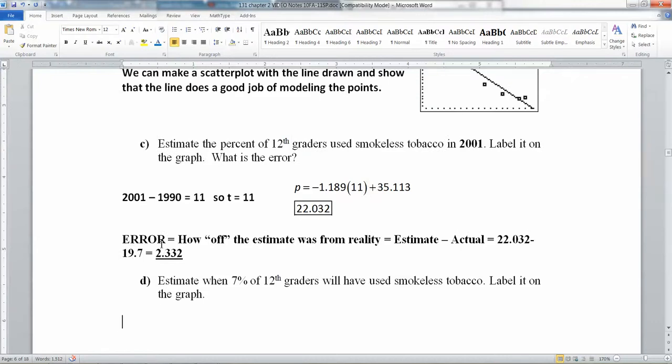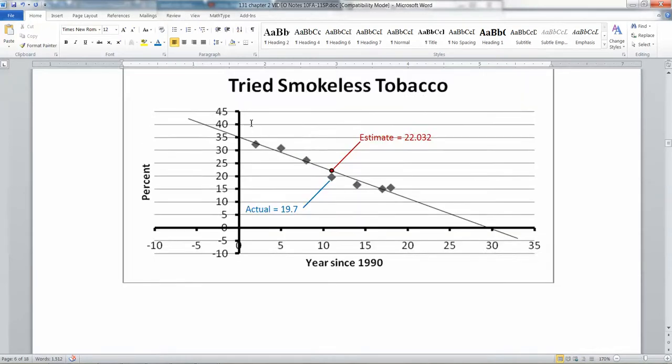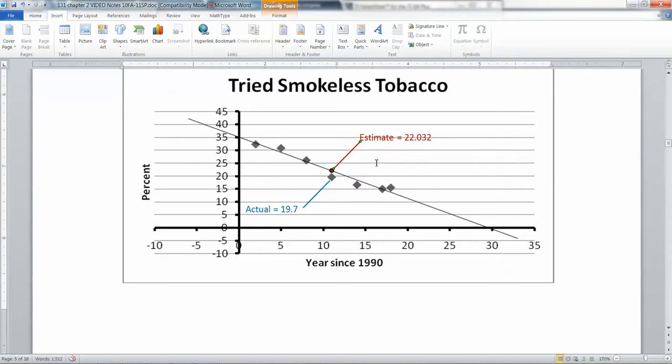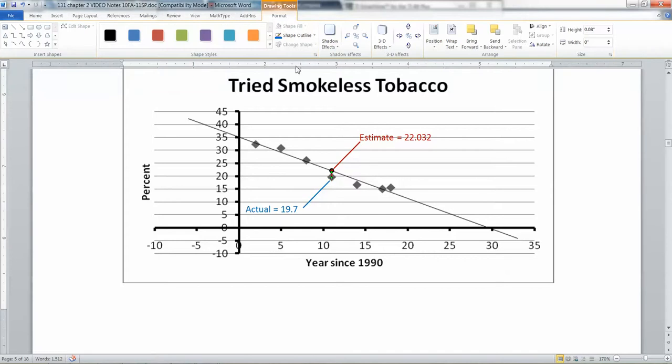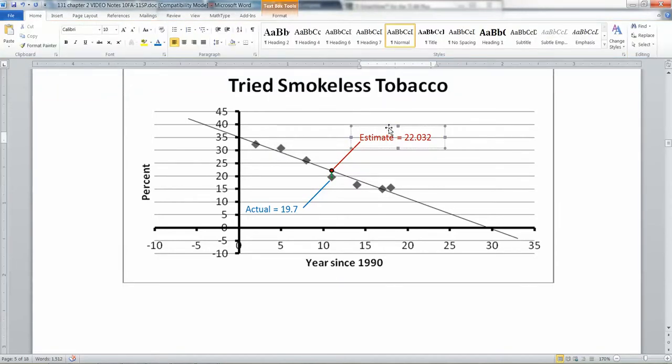Now, here's the next question. Estimate when 7% of 12th graders will have used smokeless tobacco. Label it on the graph. We never really did label the error itself. I better do that, so let me copy and paste. The error itself is actually the distance in between the points. So the red dot to the gray dot has a distance, and that's what the error is. The error is that distance.